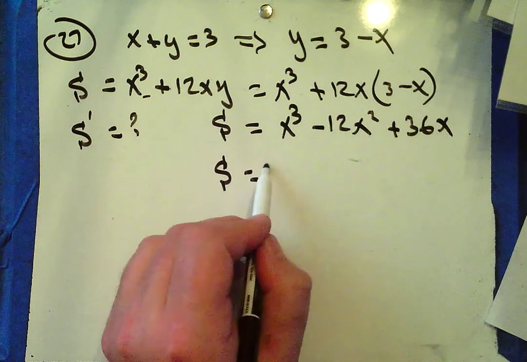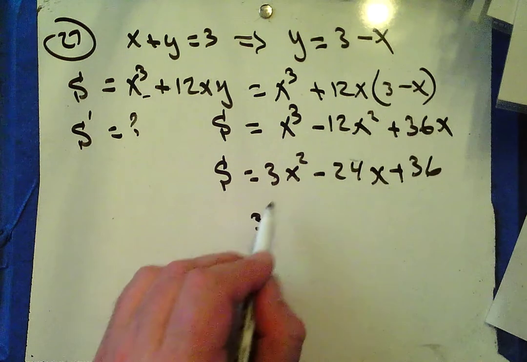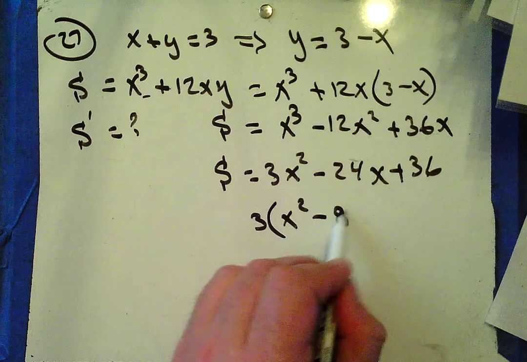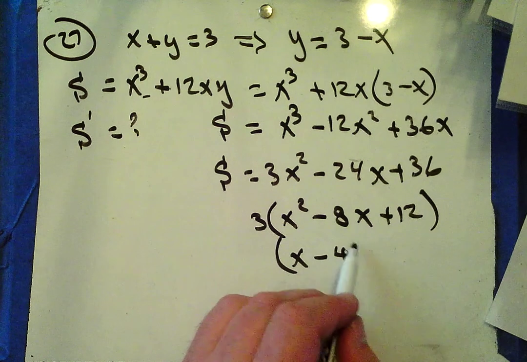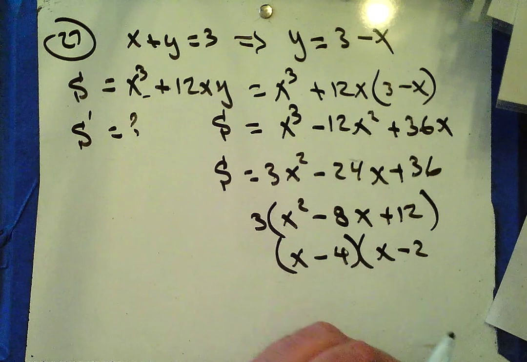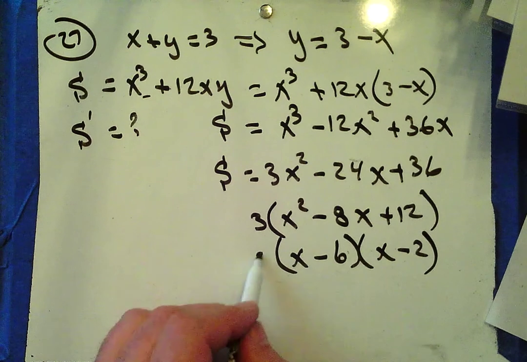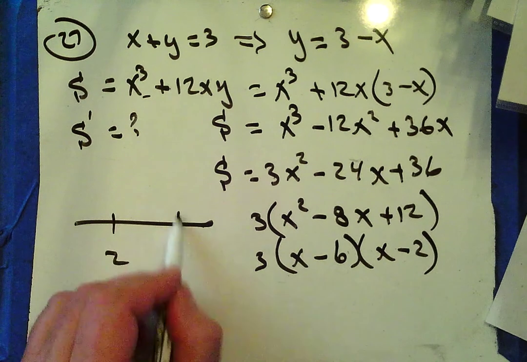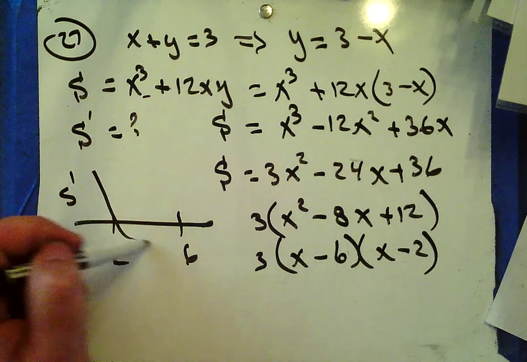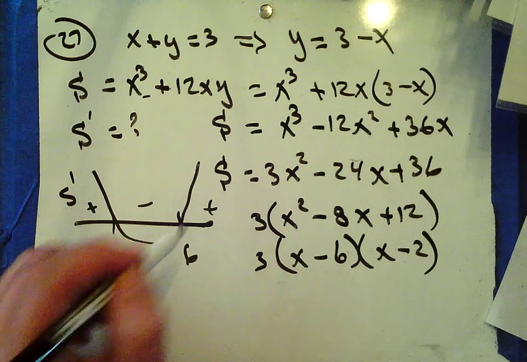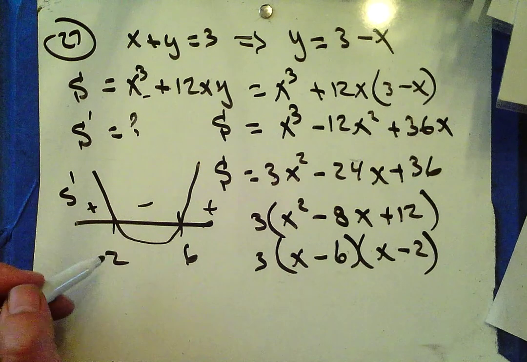So sum prime, 3x squared minus 24x plus 36. I can pull out a 3, x squared minus 8x plus 12. This factors as x minus 6, x minus 2. So we've got two critical values, 2 and 6 on S prime. S prime is an upturned parabola. So I've got positive, negative, positive. Thinking graphically sure does help. I don't have to do all that tedious plugging in of values.